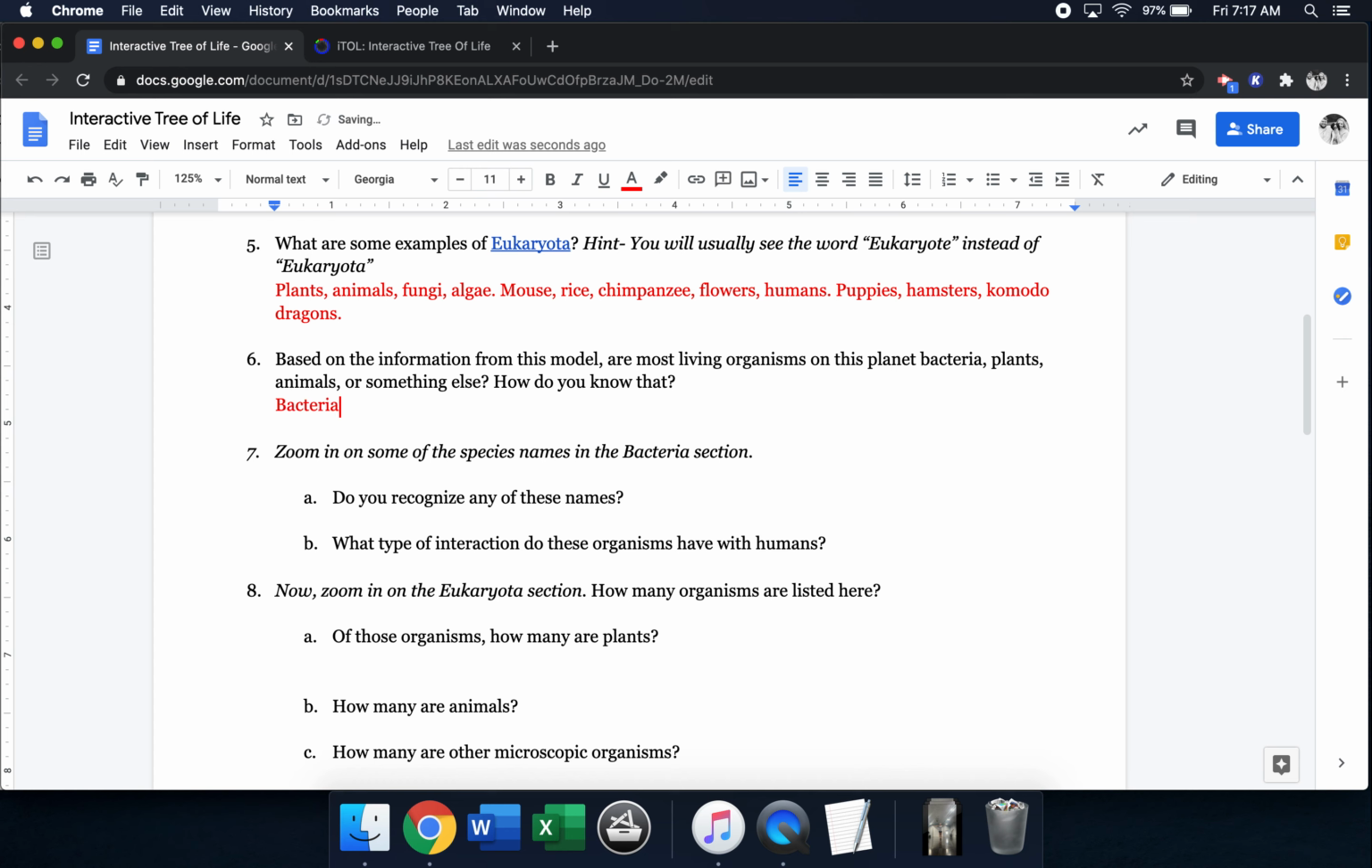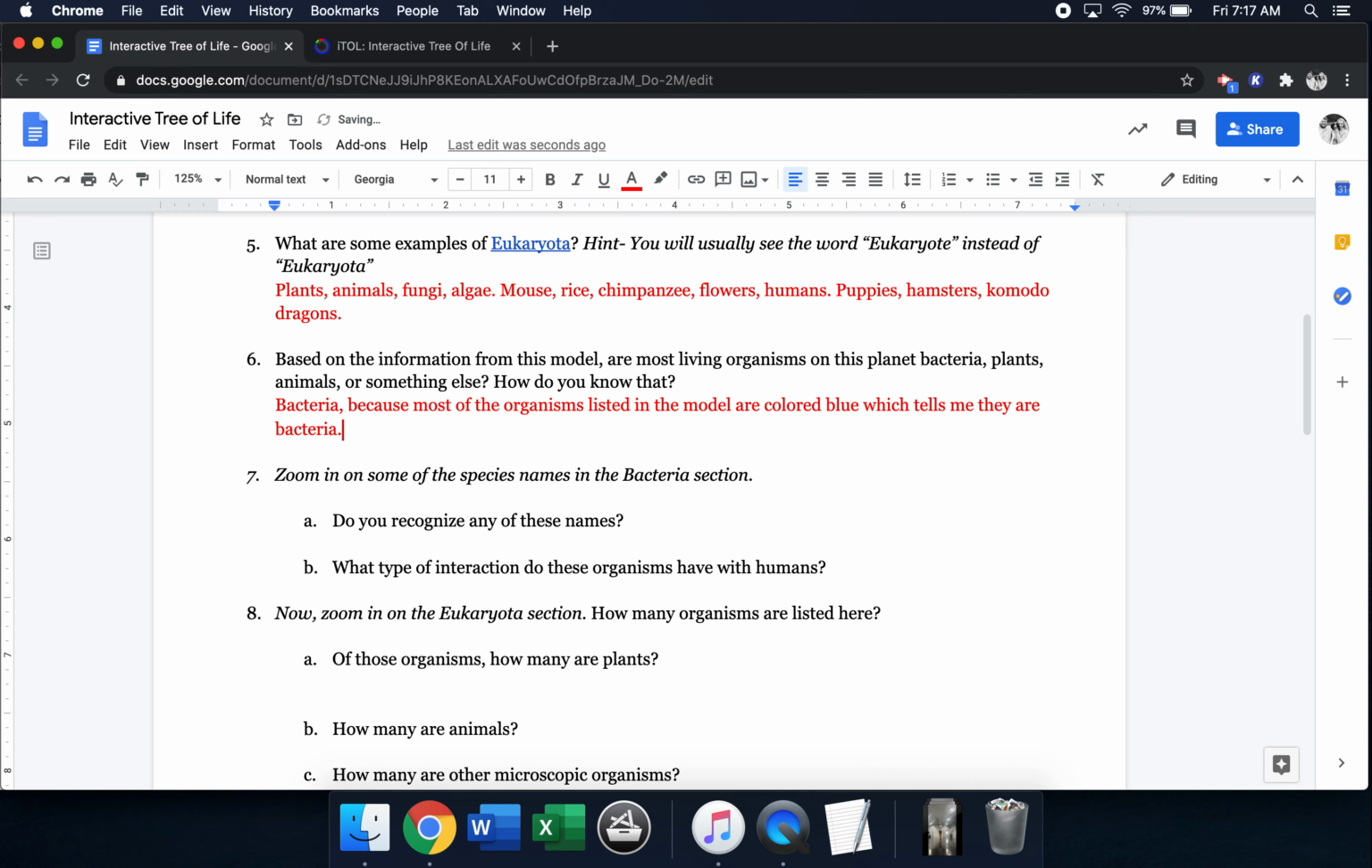Wow, again, I can't spell, I'm sorry. Because most of the organisms listed in the model are colored blue, which tells me they are bacteria.